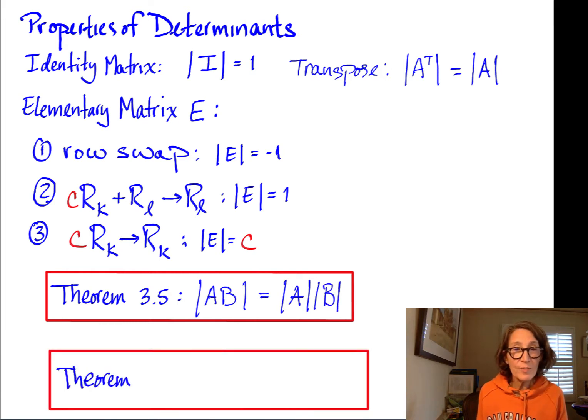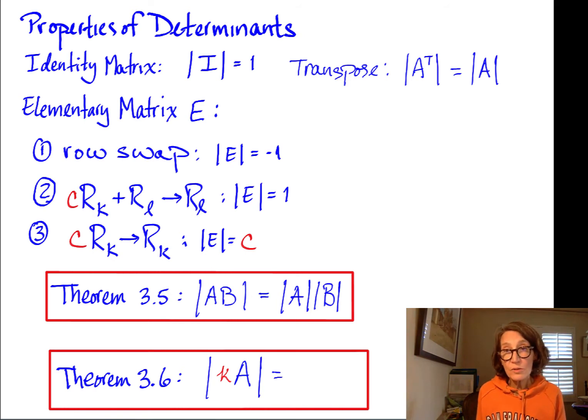Another major theorem that we get is the determinant of a scalar multiple of any matrix. We've actually already seen this. A scalar multiple of a matrix means you're multiplying every single row by the same scalar. So if A is n by n, you're doing that n times, and so the result is k to the n times the determinant of the original matrix.